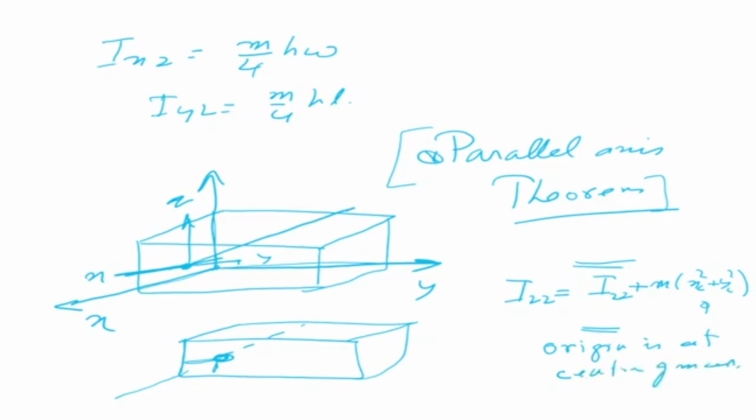Okay, so in this particular case, the origin is at the center of mass. So this is one way of finding the inertia of a body. Now let's proceed with our study of dynamics.